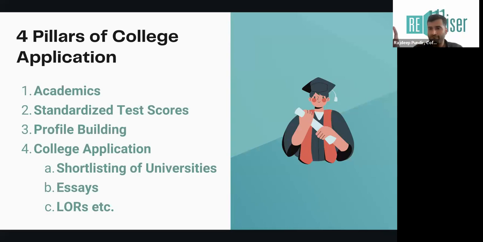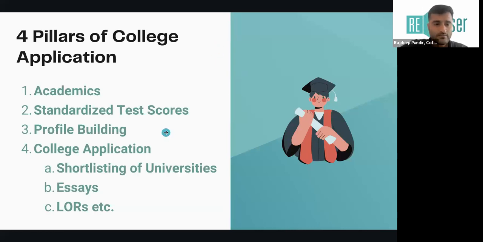Which is largely your final year thing, which happens in grade 12, which includes shortlisting of universities, writing essays, writing letters of recommendation. So all of that becomes part of your college application process. So these are 4 major pillars. Whenever you need to think about going outside of India for study abroad, these are the 4 pillars that should come to your mind, and you should start evaluating yourself based on these 4 major pillars, right?